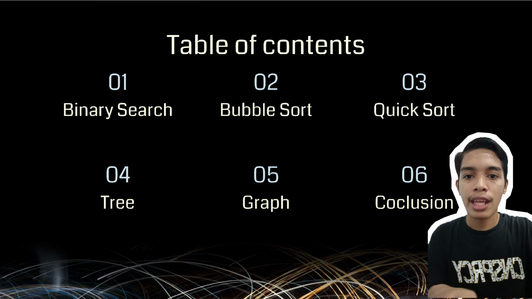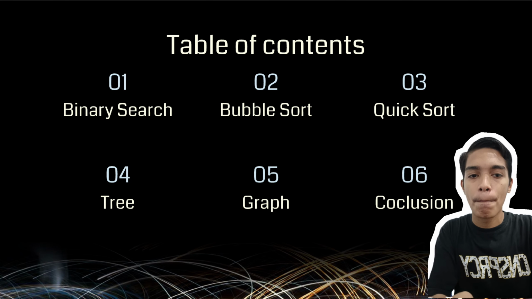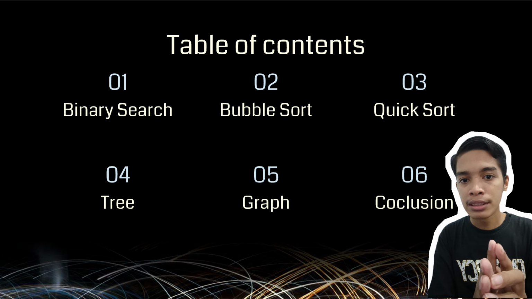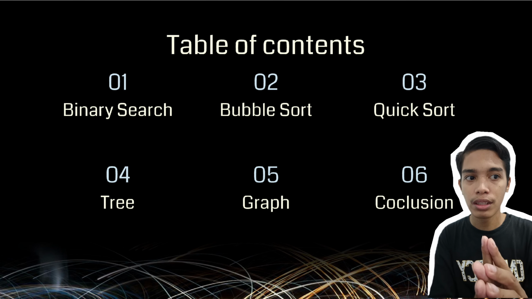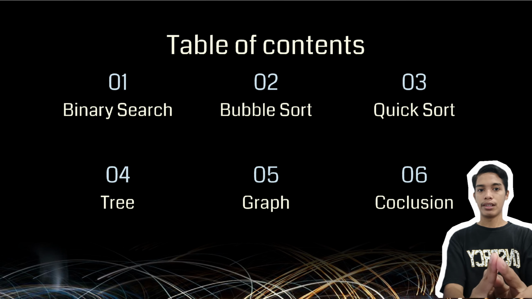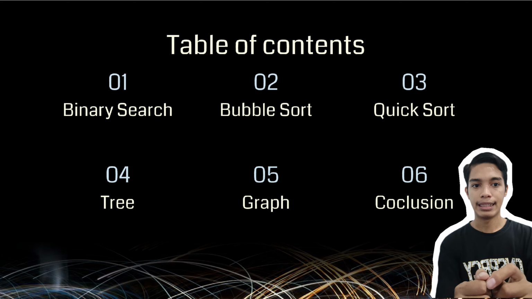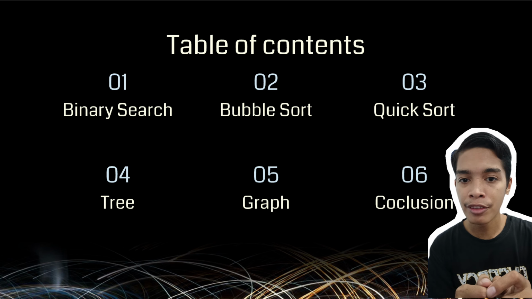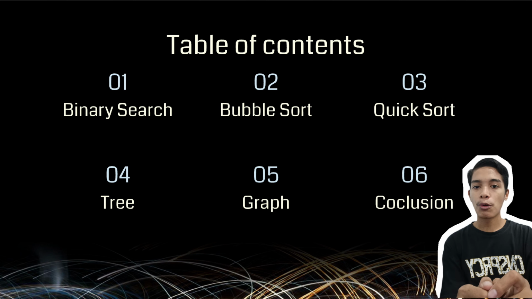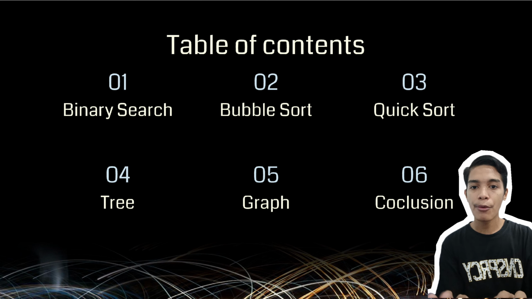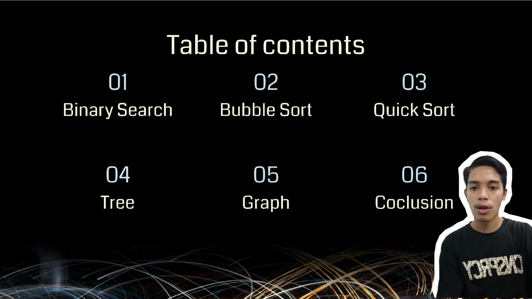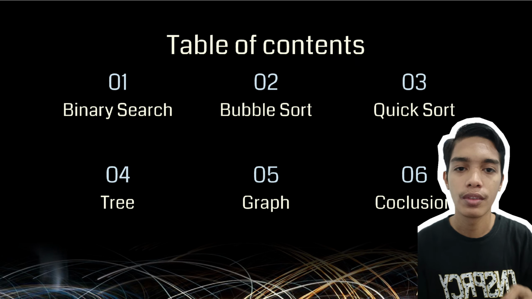Okay, we talk about the table of contents. First, we speak about binary search. Second is bubble sort. Third is quick sort, and fourth is about trees. The fifth is graphs, and the sixth is the conclusion. I will be explaining all of that. Okay, so we will start now.